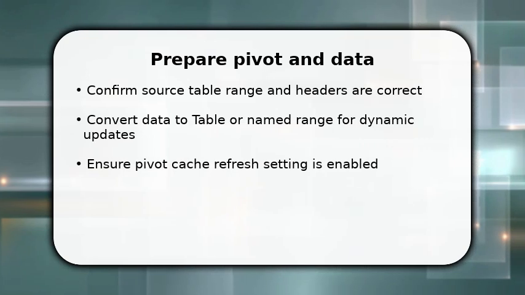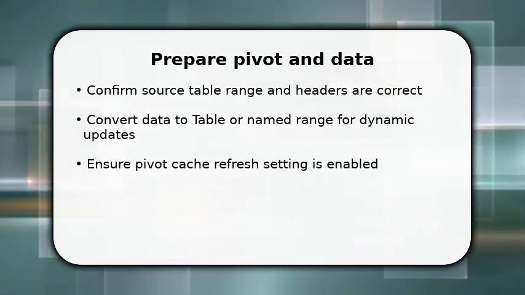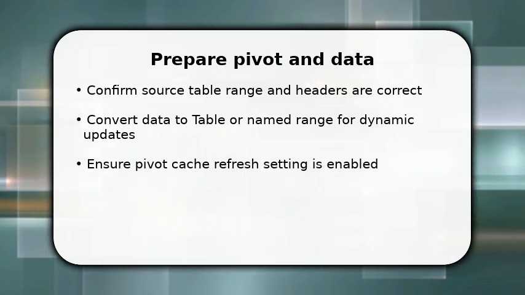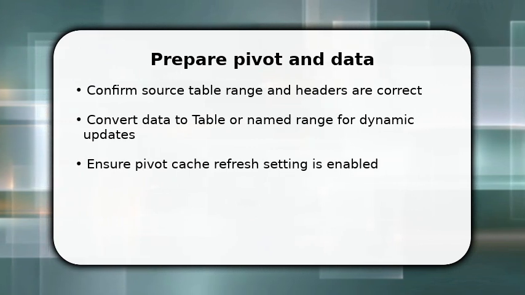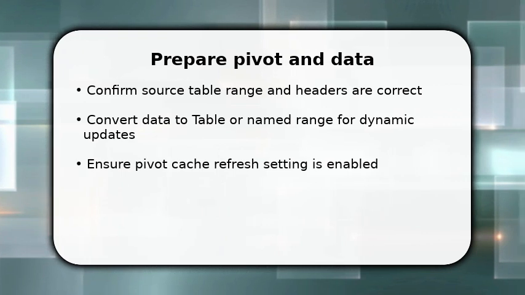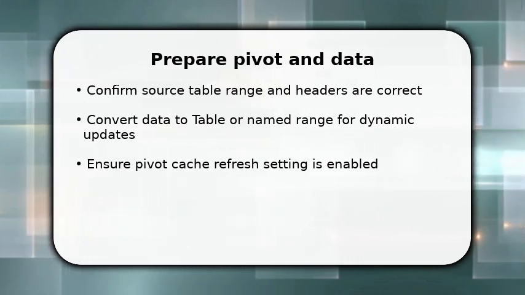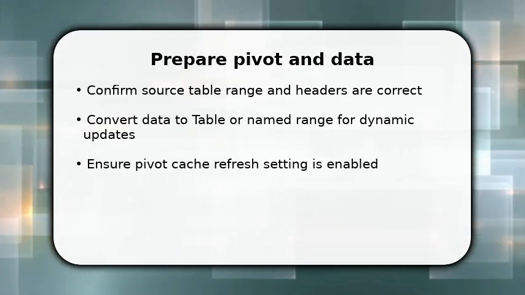You start by making the pivot reliable. Convert your raw range to a table or named range so additions auto-expand. Once done, check that column headers are unique and consistent. This prevents field mapping errors. Make sure the pivot cache or refresh on open option is enabled so changes propagate. You want the groundwork solid before changing fields.